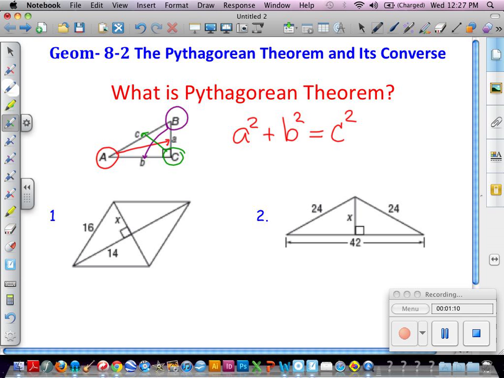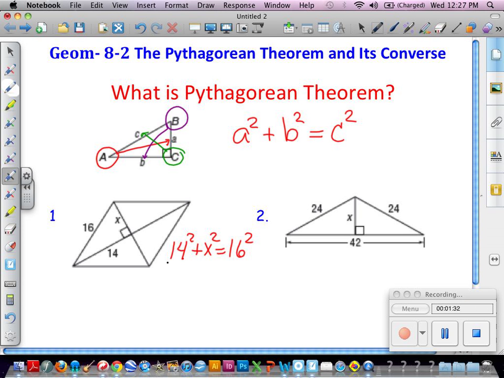Let's look at our two examples. In number 1, I have a rhombus. I have a right angle there. My hypotenuse is 16. I'm sure a lot of you have already started. 14 squared plus x squared is 16 squared.